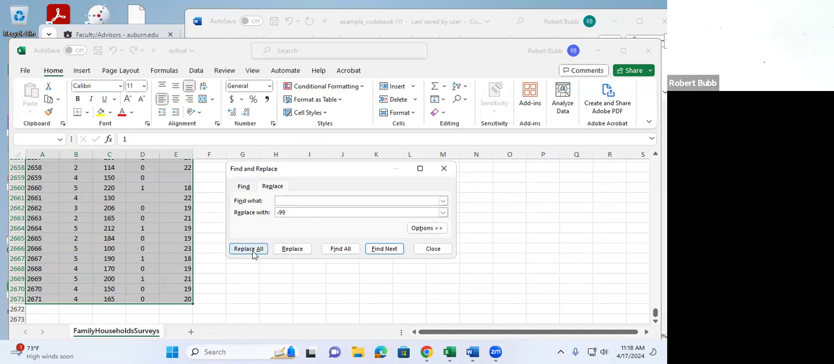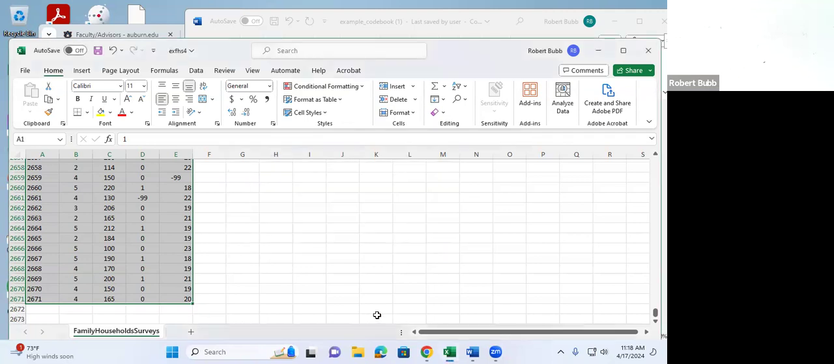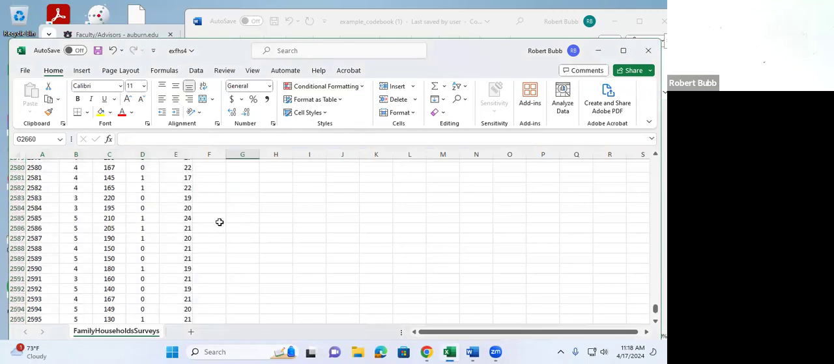Okay, so we'll replace all, and it should put -99 in place of all the empty cells. I got 81 replacements. You probably did too. Good. Anything else?